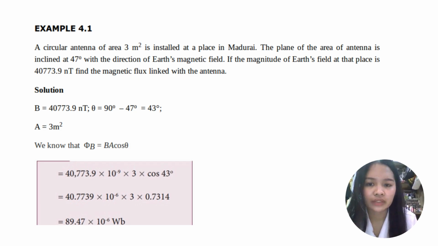So as given, B is equal to 40773.9 nT, while our angle is 90 degrees and our area is 3 meters squared. So this is the solution of our problem, where the answer here is 89.47 times 10 to the power of negative 6 Wb.